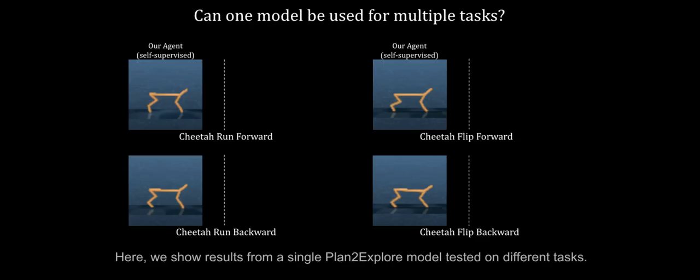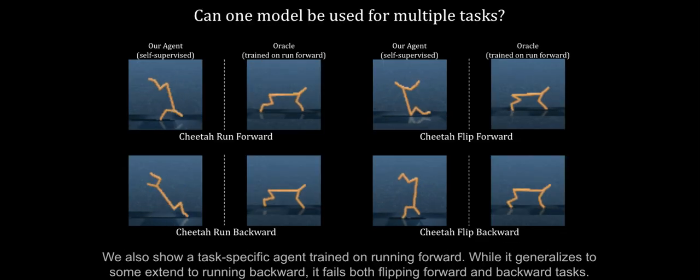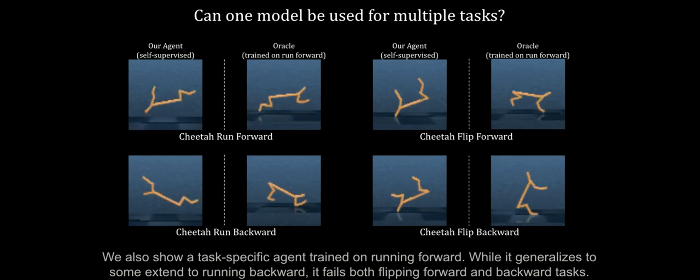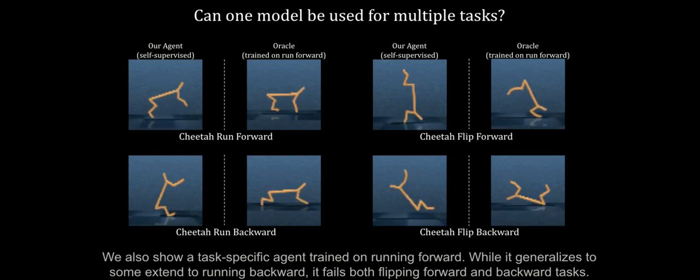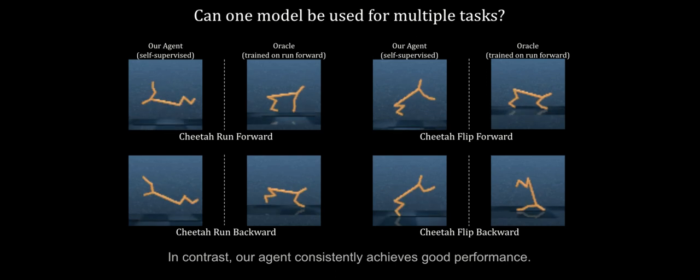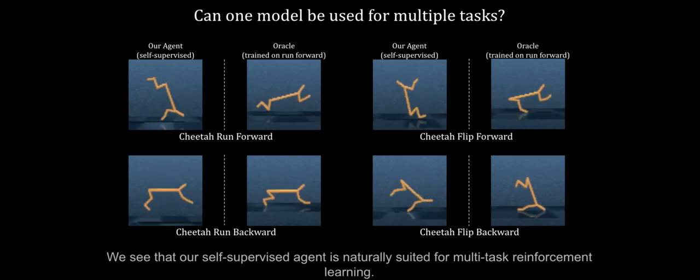Can we then use a single model to solve multiple tasks? Here, we show results from a single Plan2Explore model tested on different tasks. We also show a task-specific agent trained on running forward. While it generalizes to some extent to running backward, it fails both flipping forward and backward tasks. In contrast, our agent consistently achieves good performance. We see that our self-supervised agent is naturally suited for multitask RL.